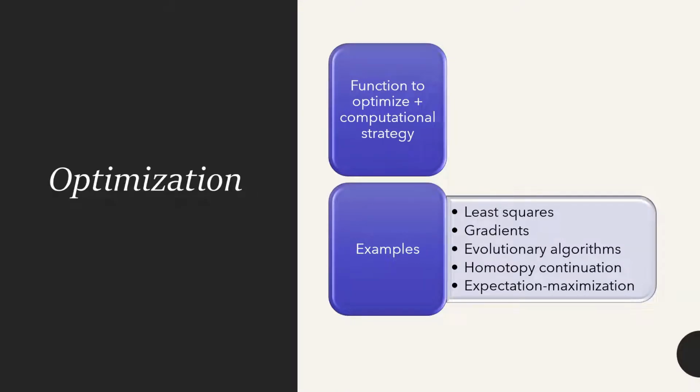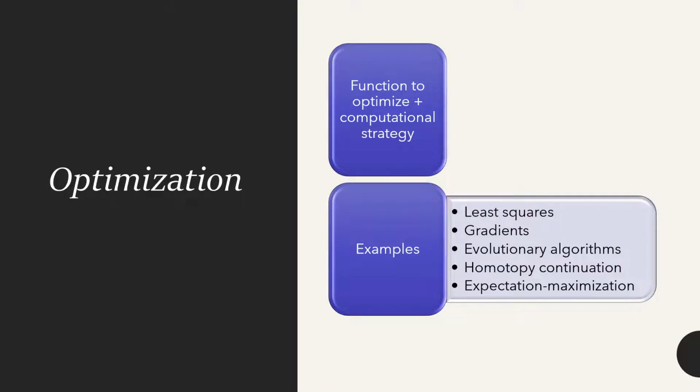Another branch of machine learning deals with optimization. This can be used in supervised learning, unsupervised learning, reinforcement learning, dimensionality reduction, and many other fields of machine learning. The basic idea is that we have a function that we want to optimize and a computational strategy to achieve that optimization. There are many examples out there.